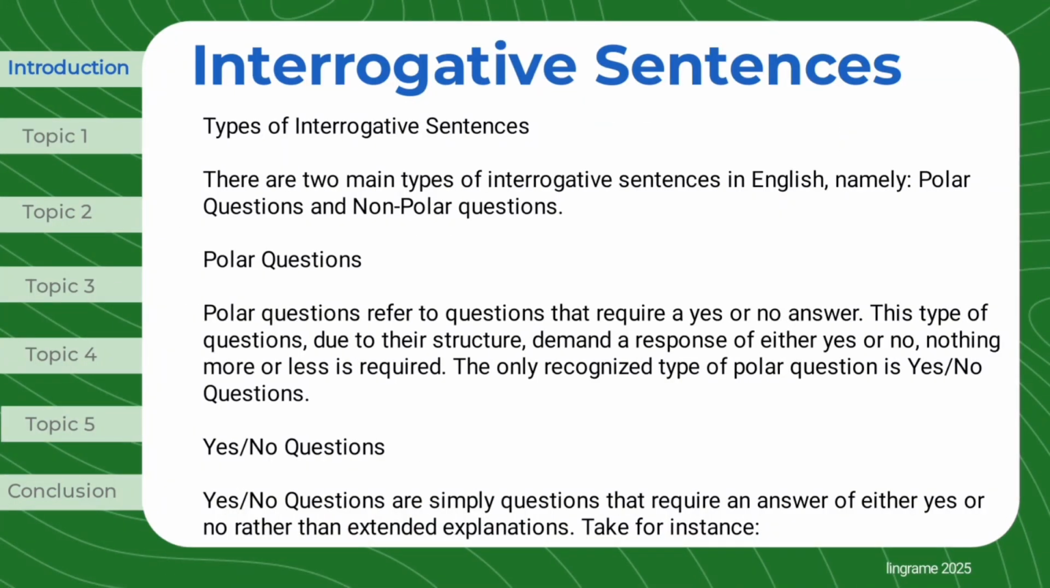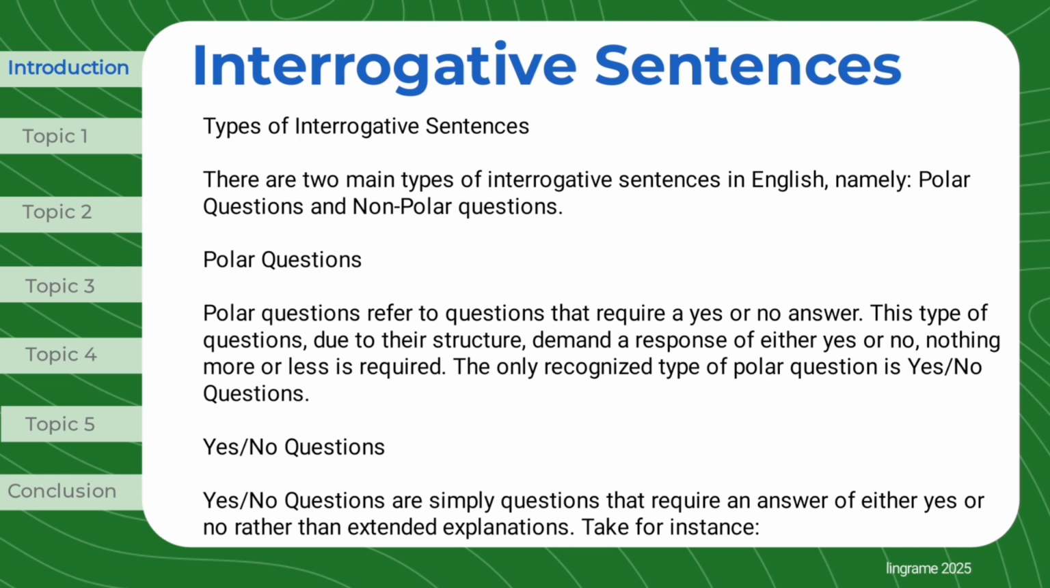Types of interrogative sentences. There are two main types of interrogative sentences in English, namely, polar questions and non-polar questions. Polar questions. Polar questions refer to questions that require a yes or no answer. This type of questions, due to their structure, demand a response of either yes or no, nothing more or less is required. The only recognized type of polar question is yes, no questions.